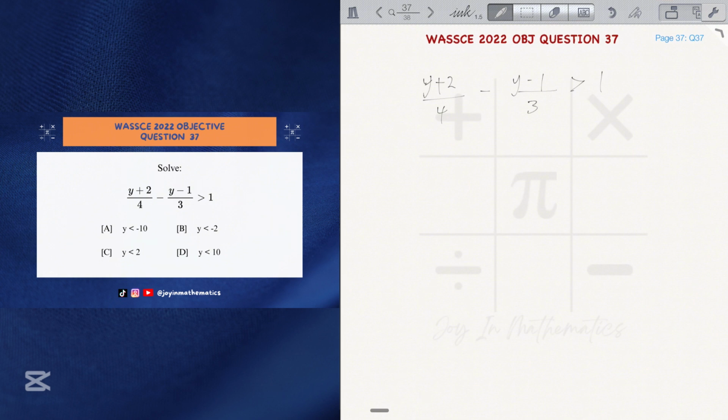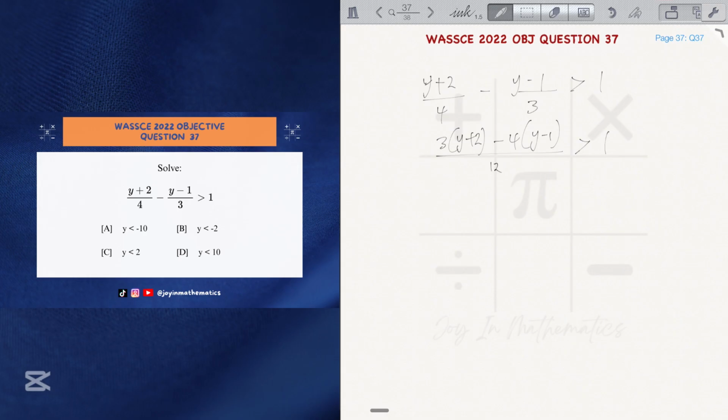Now to solve this, we take the LCM. The LCM here is 12. So 12 divided by 4 is 3, 3 multiplied by y plus 2. 12 divided by 3 is 4. So we have minus, this minus here, minus 4 multiplied by y minus 1, just as we take the LCM.